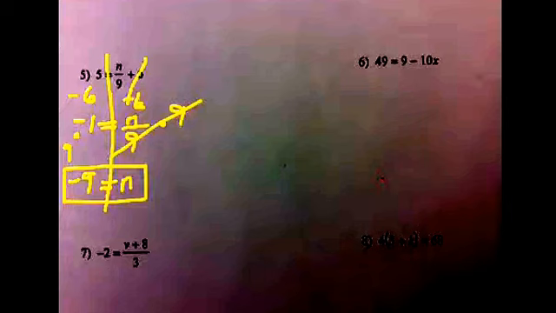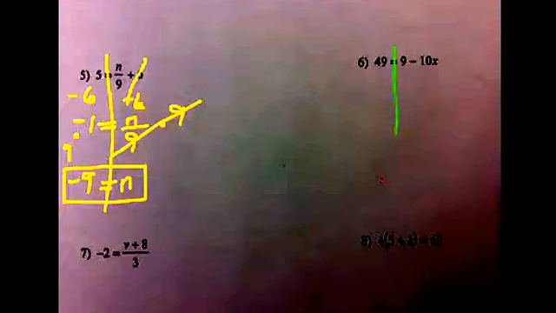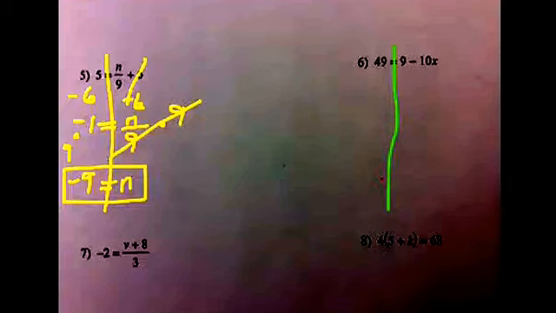Number 6. 49 equals 9 minus 10x. So 10x is on the right-hand side. We've got 9 minus 10x, so the 9 is the constant. That's the term without the x in it. So it's a positive 9 because there's no sign in front of it. If it was a negative 9, I'd see a minus sign in front of it. And when I say in front of it, I do mean to the left of it, as I'm reading left to right. So it's a positive 9.